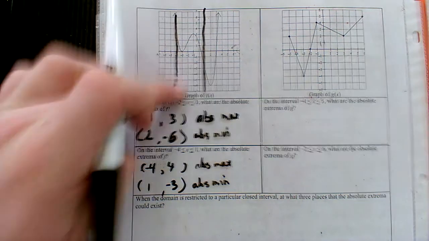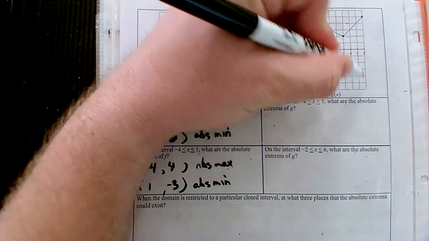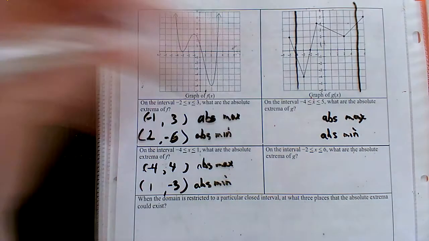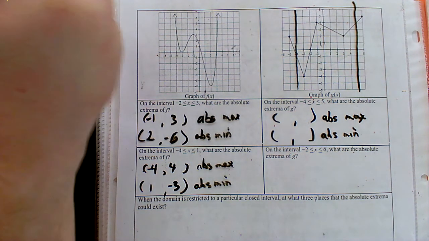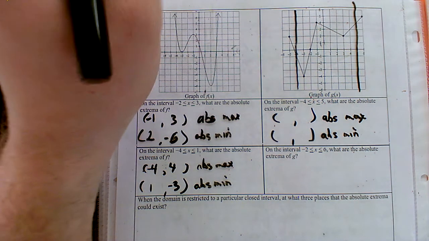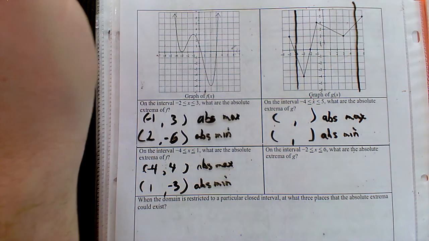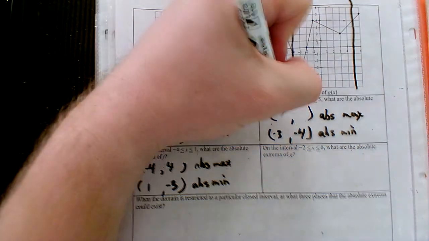So up to the graph of G. On the interval negative 4 to 5, what are the absolute extrema? So we're looking from negative 4 to 5. We want to know what the absolute extrema are in there. So we're looking for an absolute max and an absolute min. Anybody have an answer? Go ahead. Absolute min at negative 3, negative 4. Max at 5, 4.